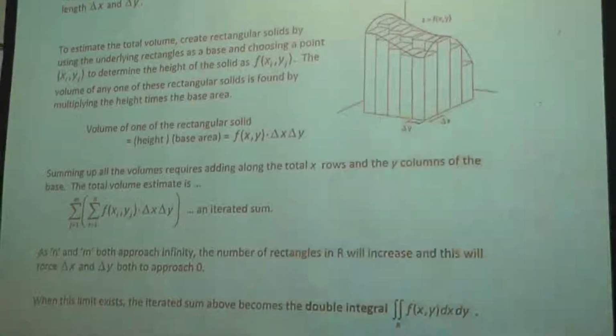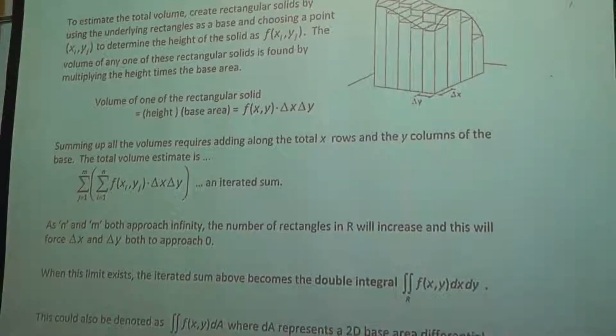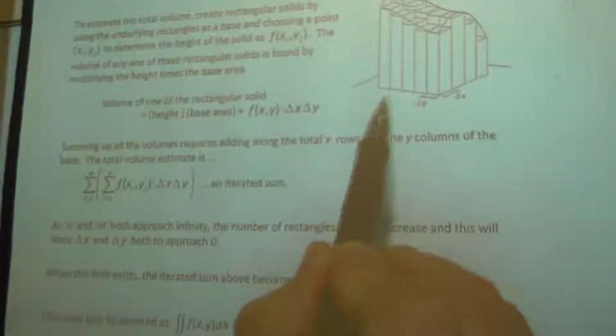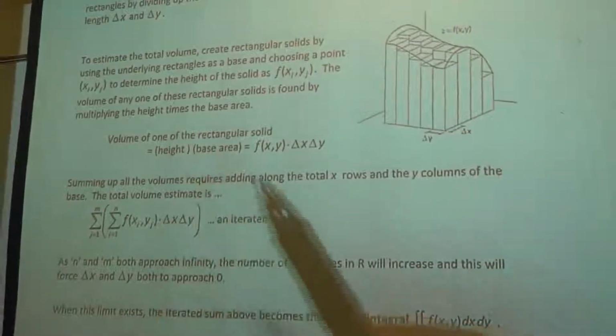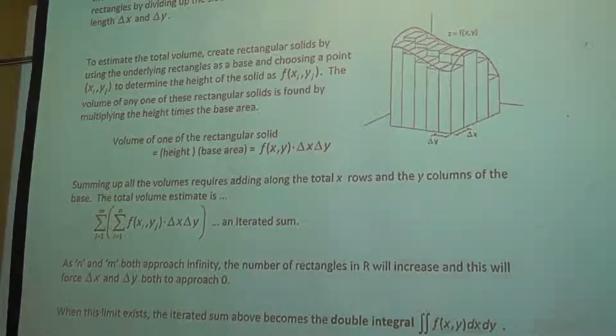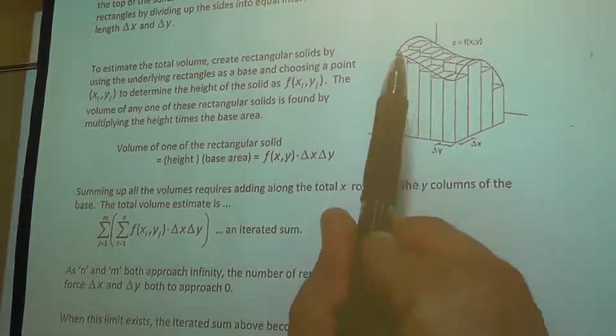But the estimate for the volume comes from, the volume of one of these rectangular solids would be the height times the base area, okay? Most often you think of rectangular solids as length times width times height, but if you've already got a two-dimensional base that's defined as a rectangle or a square, you really just need to multiply that base area times whatever the height is.